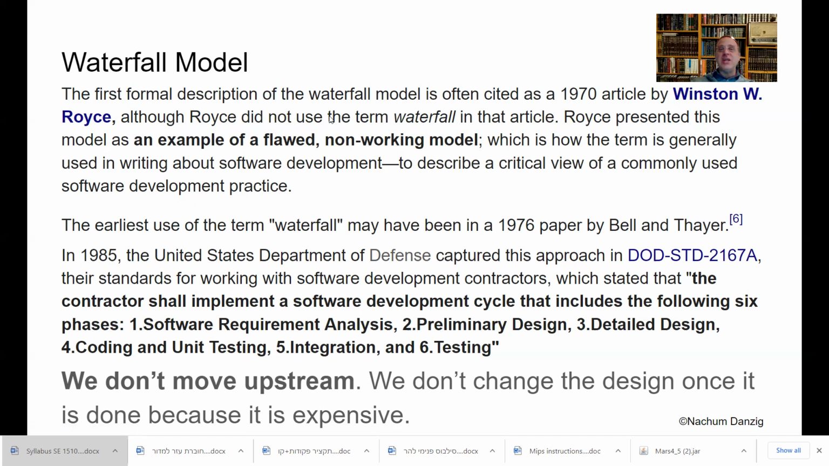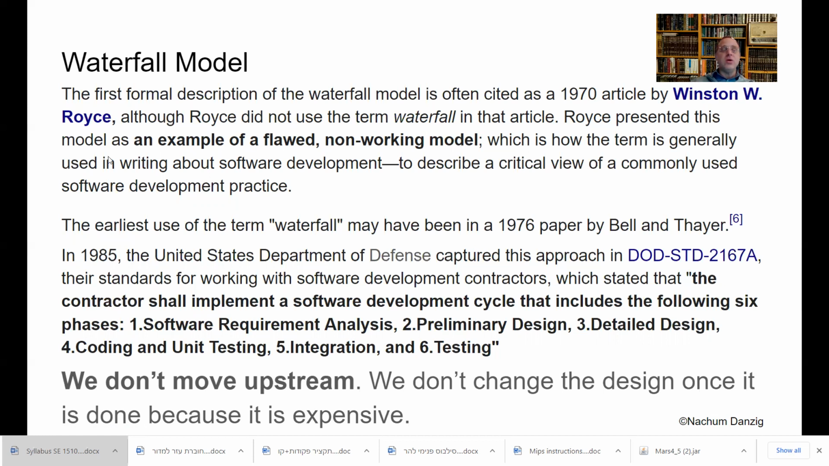Although Royce did not use the actual term waterfall in that article. In other words, people say that he invented it, but he actually never used the term. A lot of people say, oh, in the Hebrew slide it says Jonathan Royce invented it in 1970, but really it was Winston Royce in 70, and he didn't really name it that. Royce presented this model as an example of a flawed, non-working model, which is how the term is generally used.